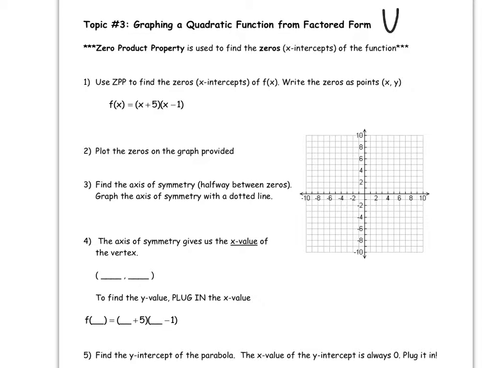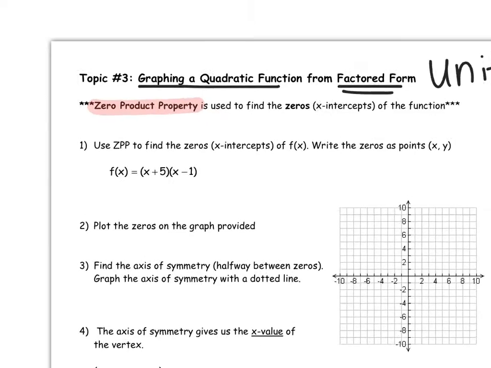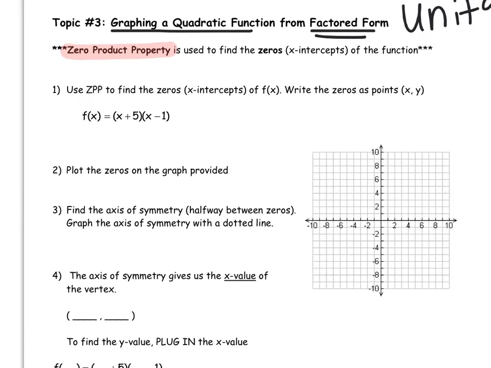Hey, we are on Unit 9. This is topic number 3, and today we're going to learn how to graph a quadratic function starting in factored form. The first thing it says at the top is just a reminder. It says that ZPP, which we learned in topic 2, is used to find the zeros, in other words, the x-intercepts of the function.